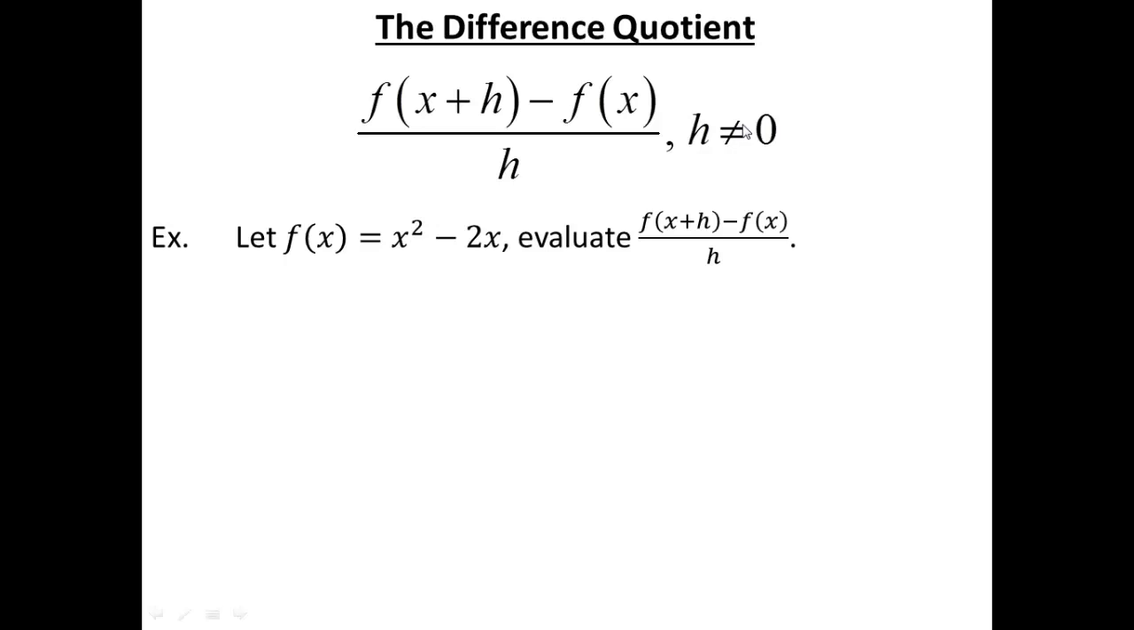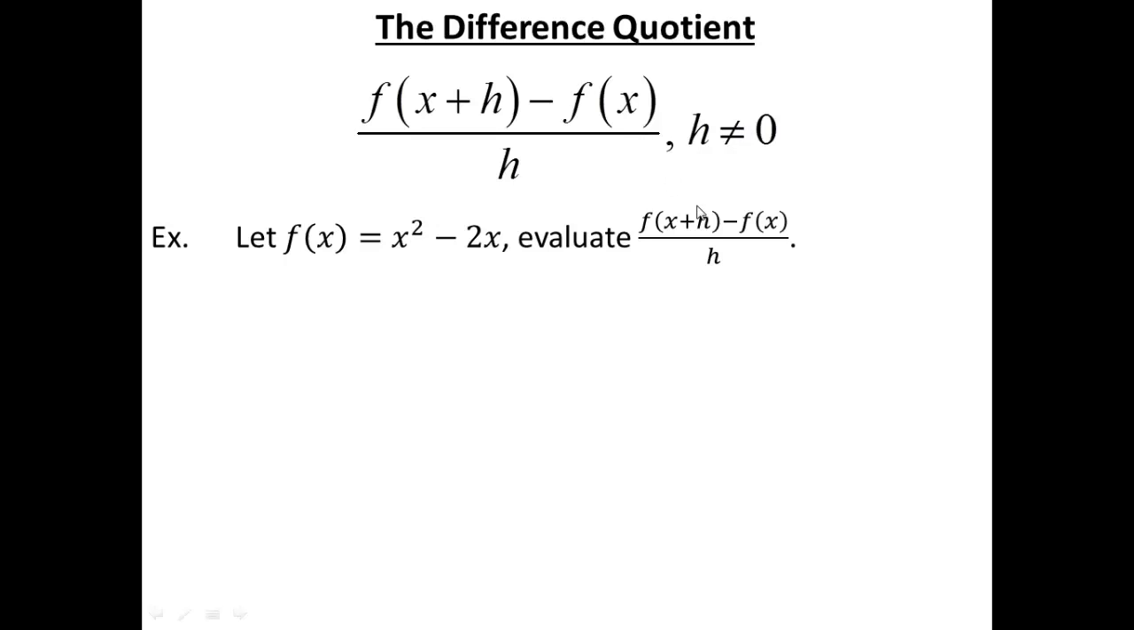So let's look at an example. Let f of x equal x squared minus 2x. Evaluate the difference quotient, f of x plus h minus f of x all over h. In other words, I want to come up with a formula that would represent the slope of the curve x squared minus 2x. When I'm evaluating a difference quotient, I'm coming up essentially with a slope formula, in this case for a curve.